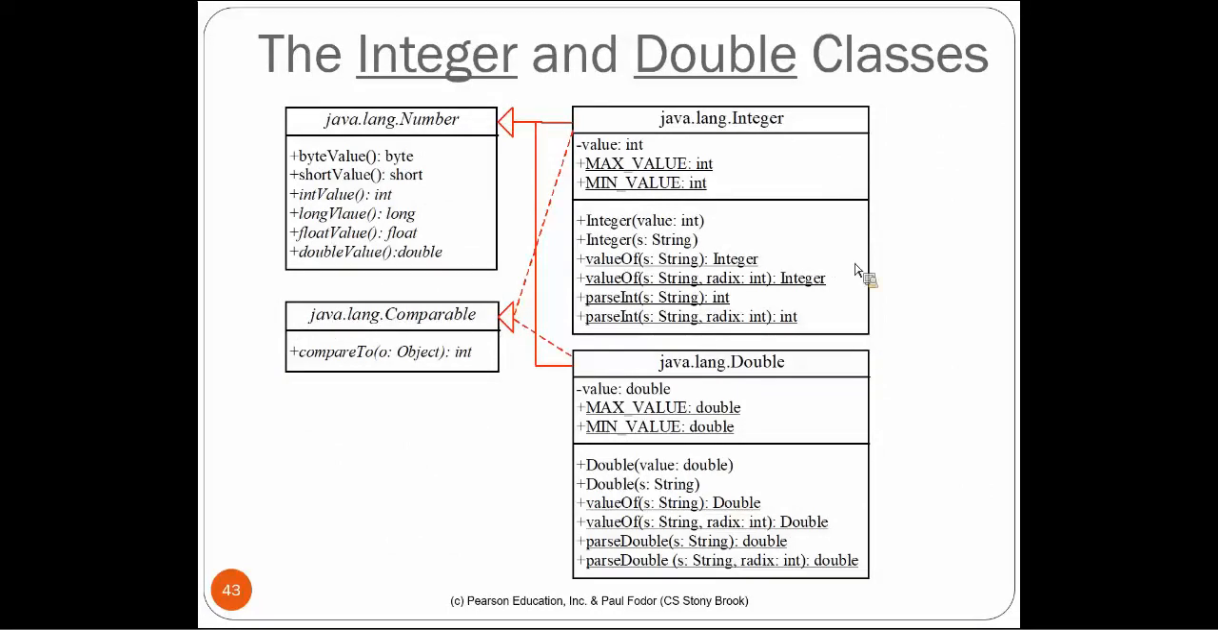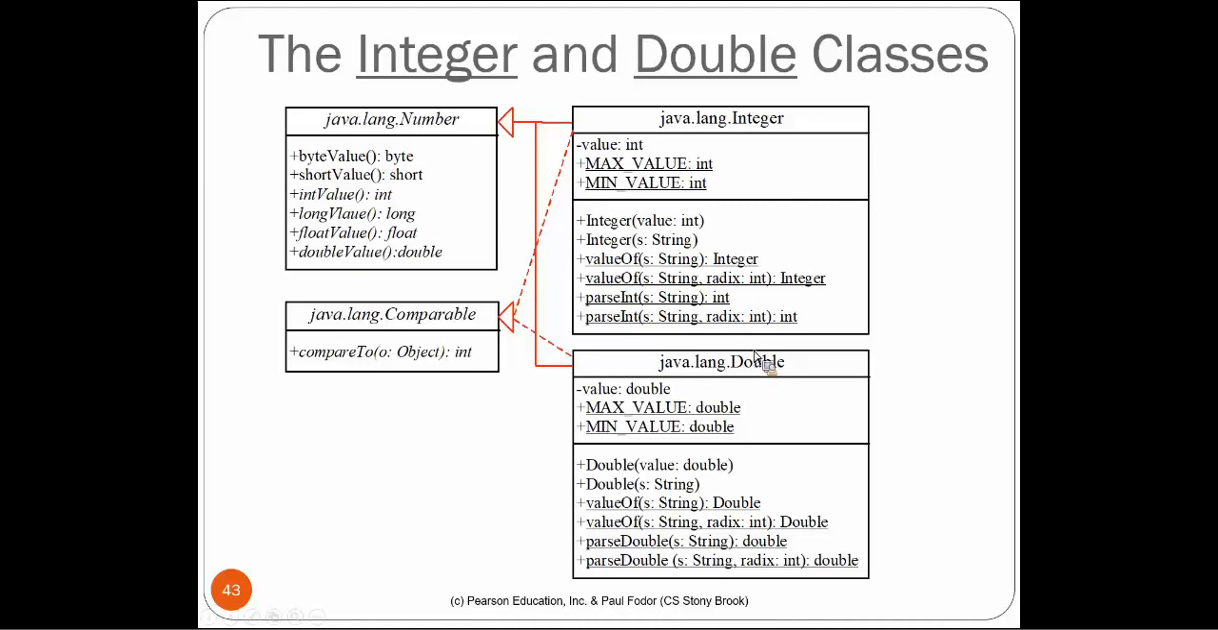So let's see an example. For instance, the class Integer extends the class Number, so it will implement the abstract methods int, long, float, double values. It also implements the Comparable interface, so it will have a compareTo method that compares two Integer objects. Similarly, the class Double extends the class Number and implements the Comparable interface. Both of the classes also define constants for the maximum value that can be stored in an Integer object or in a Double object, and similarly the minimum value.